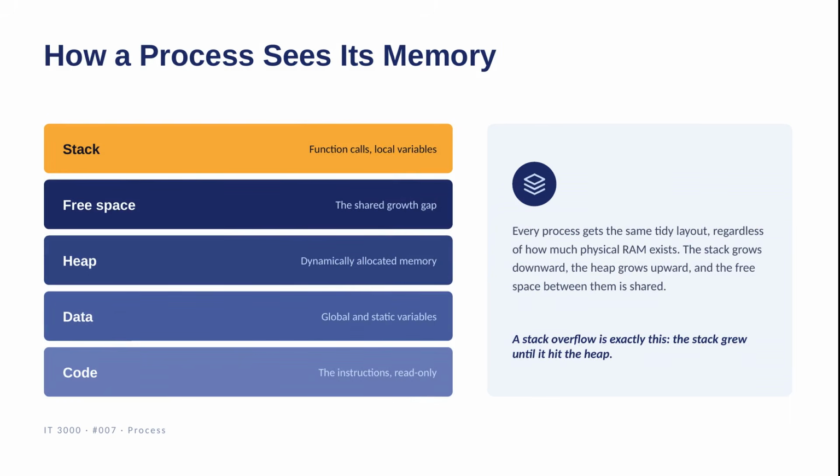Zoom in on that address space and every process sees the same tidy 4-layer map, no matter how much physical RAM the machine actually has. At the bottom sits the code, the read-only instructions, then the data segment for globals and statics, then the heap growing upward for anything allocated at runtime, and at the top the stack, growing downward with each function call. Between the heap and the stack lies a shared pool of free space, and when the stack grows so deep it collides with the heap, that's a stack overflow, quite literally.